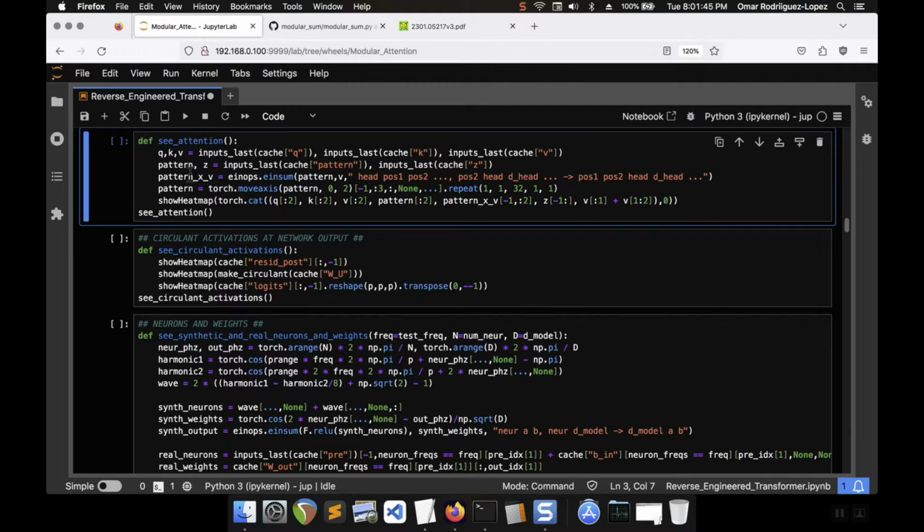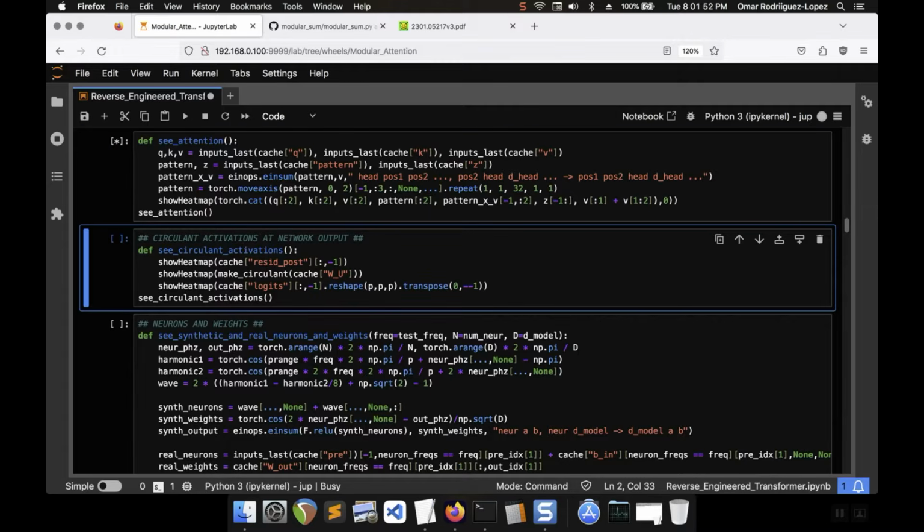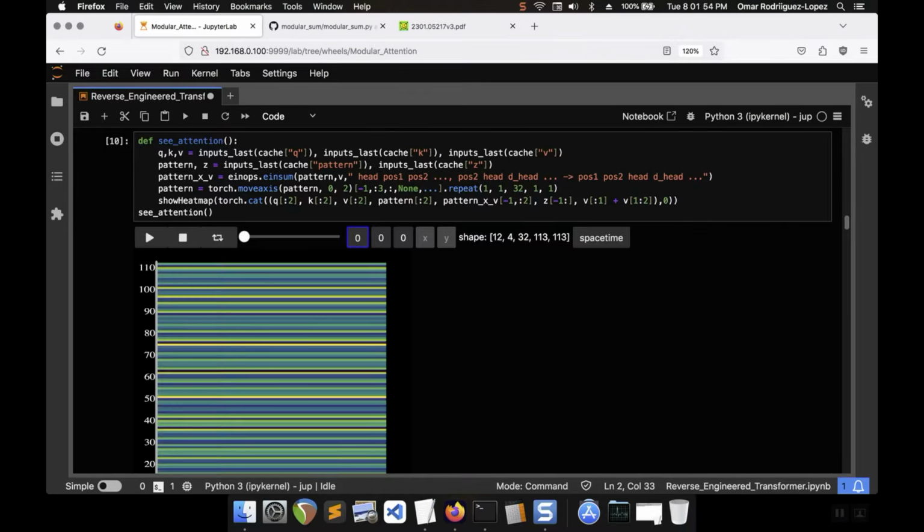Okay, so now I want to talk about how this algorithm is implemented. In the learned network model, the attention transforms the embeddings into Q, K, and V vectors. So this here is a concatenation of query, key, value, patterns, their products, as well as the attention Z output, which is the result.